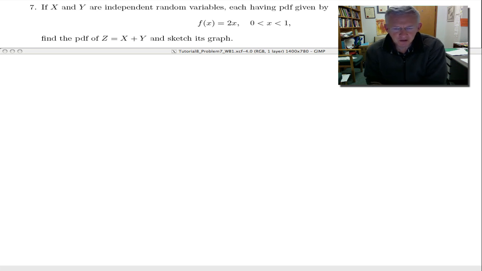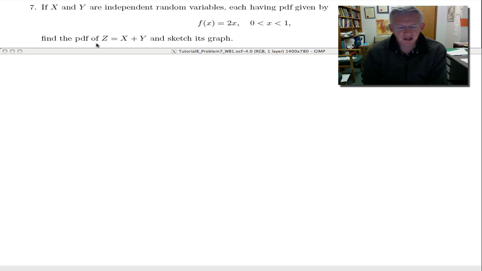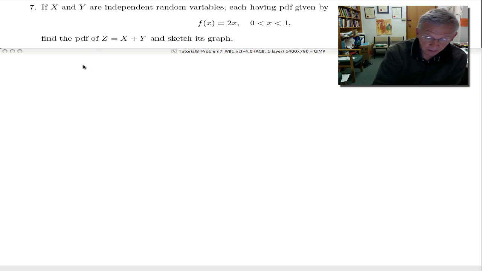If x and y are independent random variables, each having probability density function given by this formula here, find the probability density function of z, which is the sum of x and y, and sketch its graph. Well, let's have a look.